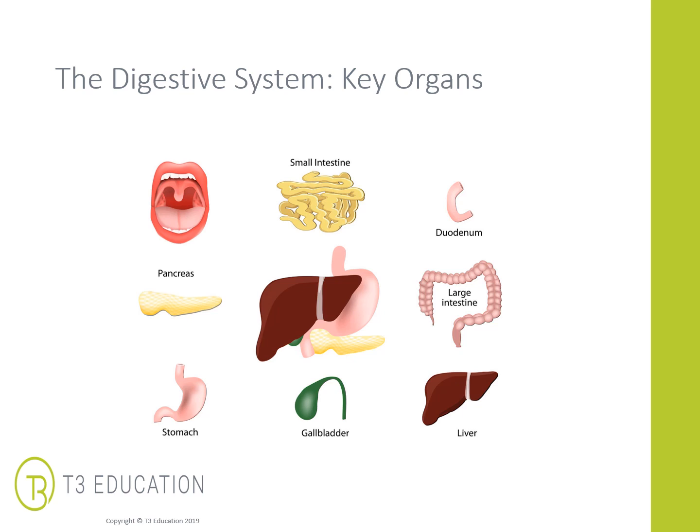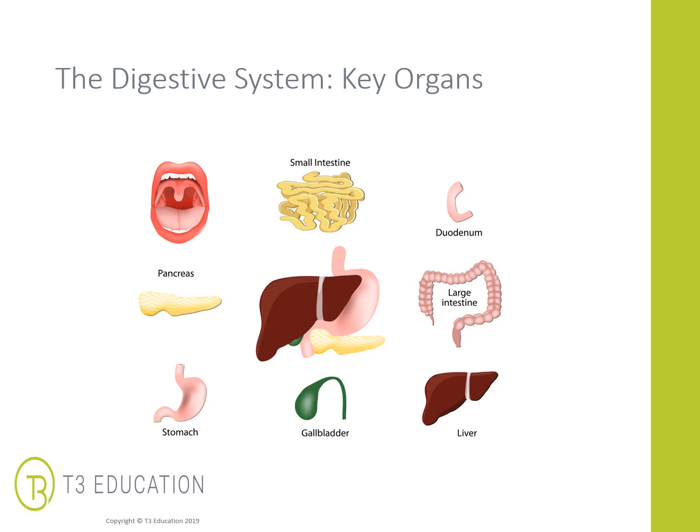Also in the mouth, we have a number of salivary glands, and they release saliva. Again, that saliva contains enzymes, and this is where we start the chemical breakdown. So it actually starts in the mouth. It's not just mechanical digestion that goes on at that point.